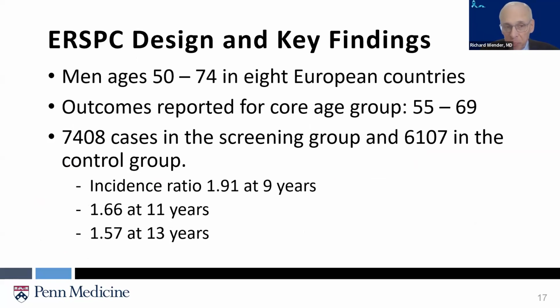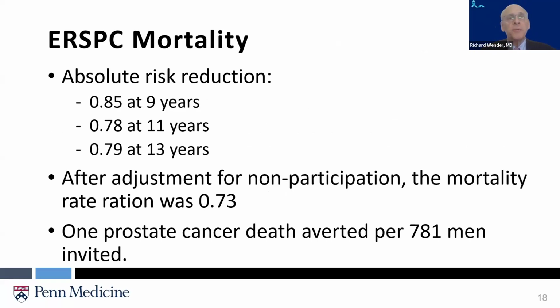And as you might expect in a cancer that takes a very long time to cause morbidity or even cause symptoms, there were a higher number of cases diagnosed in the screening group than in the control group, with an incidence ratio of 1.91 at 9 years. And with time, due to presenting with symptoms, the screening group catches up if they present with more advanced prostate cancer. So 1.66 more in the screening group at 11, 1.57 more at 13 years.